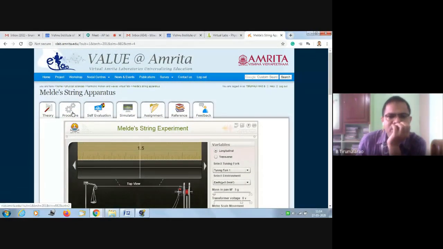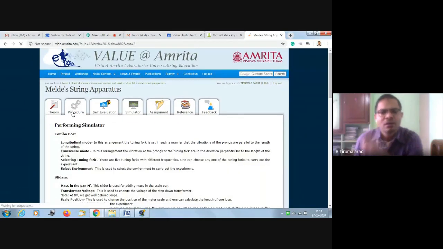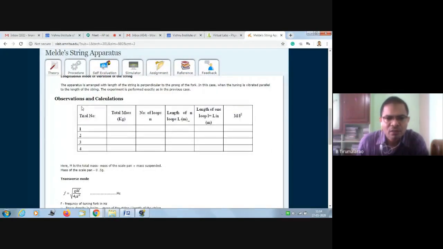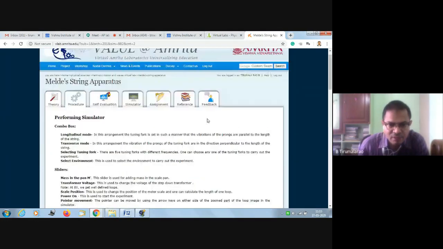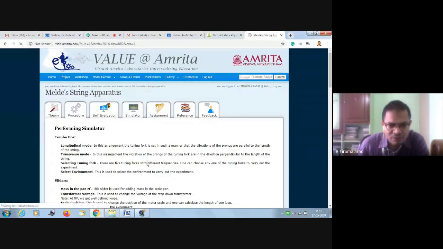So in the procedure, this is the tabular form: trial 1, trial 2, trial 3. The total mass of the pan plus the applied weight, the number of loops, length of n loops, length of one loop, small n value. Already I said, what is the small value in this formula?